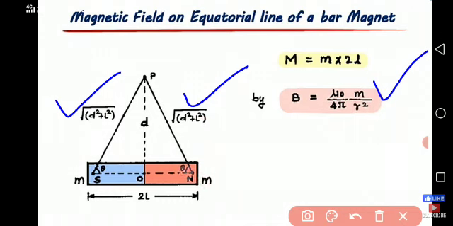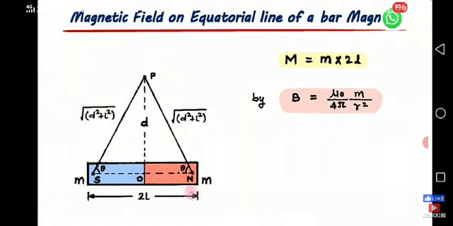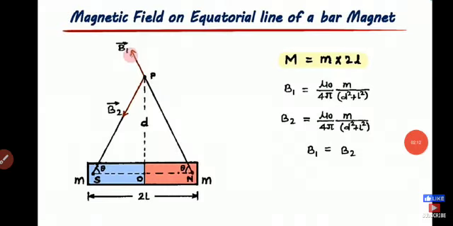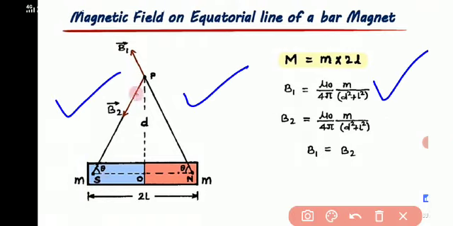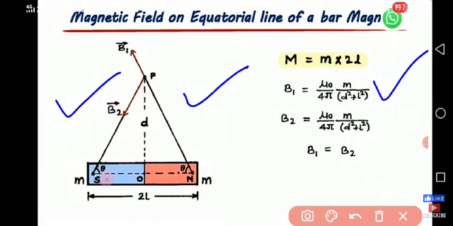Now what distance? Here the distances are different. So now we will talk about the magnetic field due to south pole and magnetic field due to north pole. So dear students, for that we need to complete our diagram first. So first of all we have drawn B1. B1 means magnetic field due to north pole and B2 means magnetic field due to south pole. Dear students, you just see here, due to north pole it is B1 and due to south pole it is B2, and both have same numerical value.